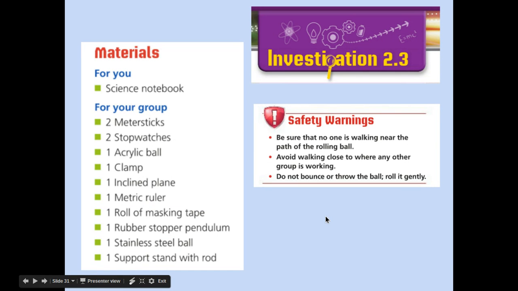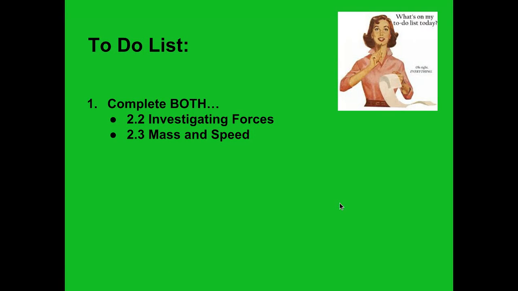All right, the material list and the safety warnings, and then your to-do list. You need to finish 2.2 investigating forces, and then complete 2.3 mass and speed, all of which are due on Monday. It is a shortened class, so we'll have to work a little faster, but you should be able to get both done today. Hopefully you have a great weekend, and talk to you later.